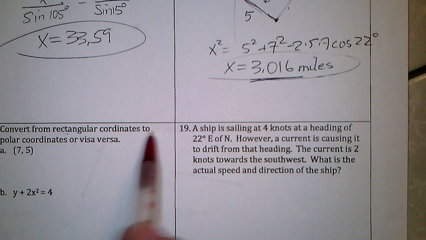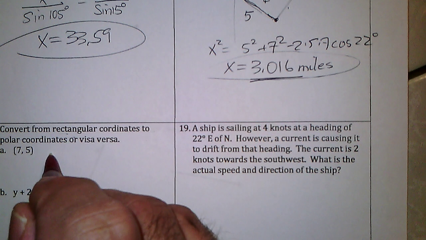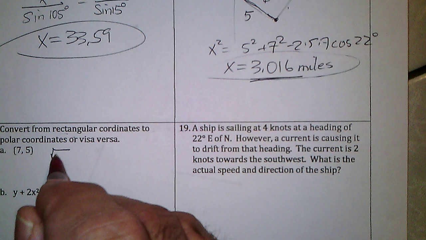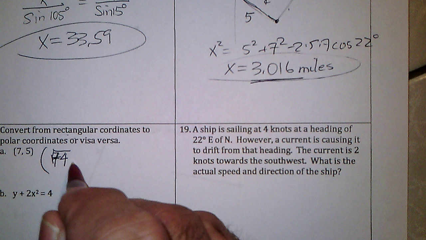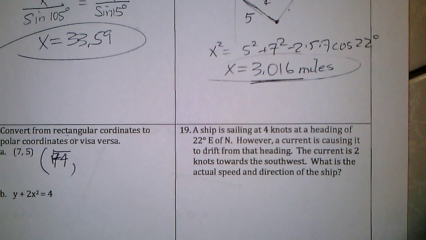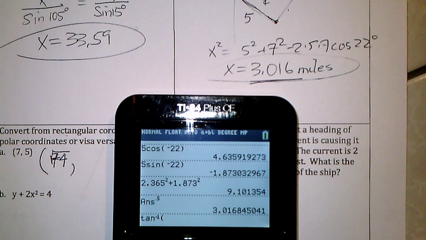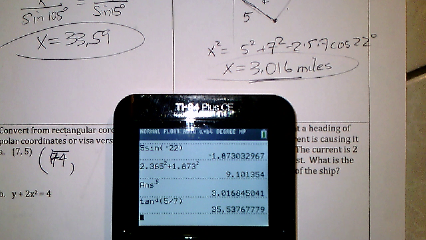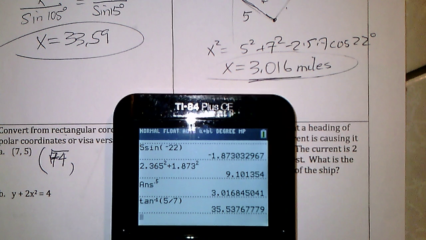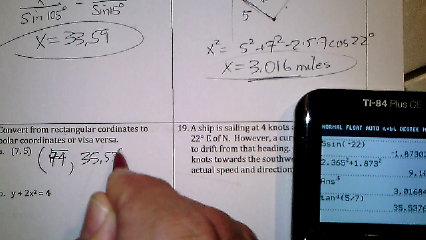Convert rectangular coordinates to polar. 49 plus 25 is 74, square root, for the radius, and the angle would be tangent inverse of 5 divided by 7. Don't have to add 180 because x is positive, so it's 35.53 degrees.